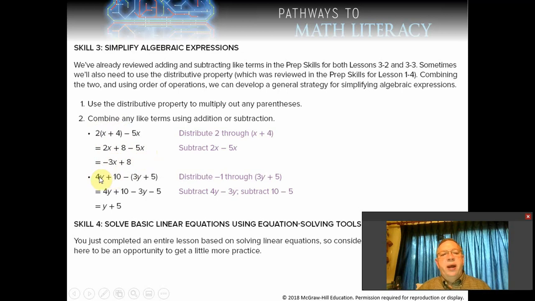And here we have 4y plus 10, and then this expression. Here we have to consider this to be a negative 1, so we have negative 1 times 3y, which makes that a negative 3y. Then a negative times a positive is a negative 5. If this had been a negative, that would have turned it into a positive. So we switch the signs of everything as we distribute through. Now we can group: 4y minus 3y is y, 10 minus 5 is 5.